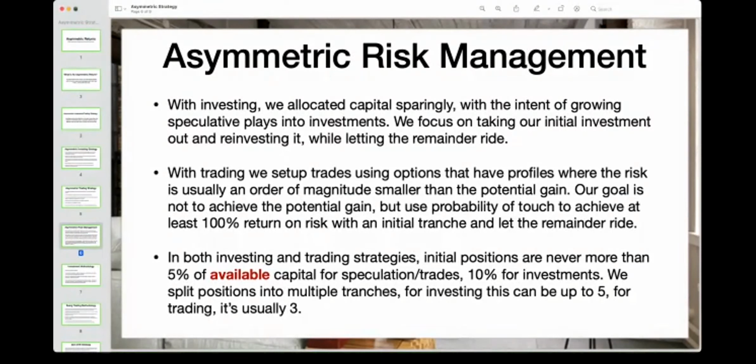With trading, we set up trades using options that have profiles where the risk is usually an order of magnitude smaller than the potential gain. Our goal is not to achieve the potential gain. Well, ultimately that is our hope, but that's not what we're shooting for. We set up the trade in such a way that, based on the average true range and the amount of volatility, it has a very good chance of achieving that maximum gain. But the reality is it only happens like maybe 1 out of 7 times. But when it does, it's 10 times the risk. So it's a huge gain.